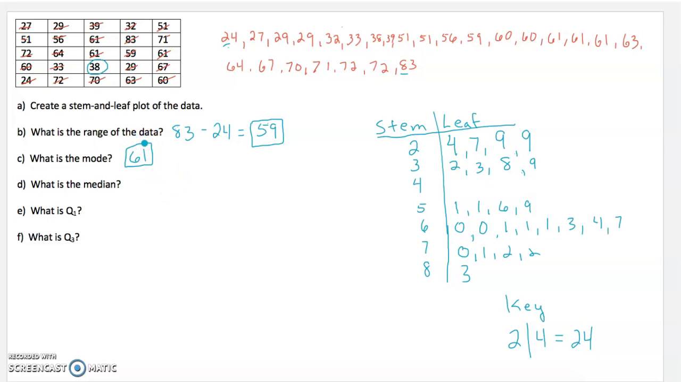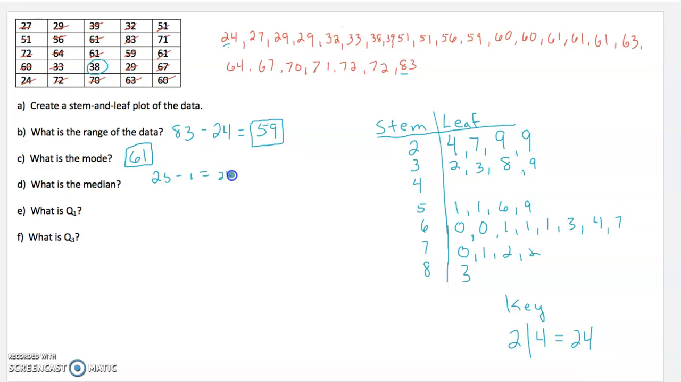Okay? Now, what's the median? Remember, the median is the number in the middle. Now, I have 25 numbers here. Okay? So, if that's the case, I know that the 13th number is going to be the one in the middle. And I just do that because I just say to myself, well, if there's 25 numbers, I take one away.